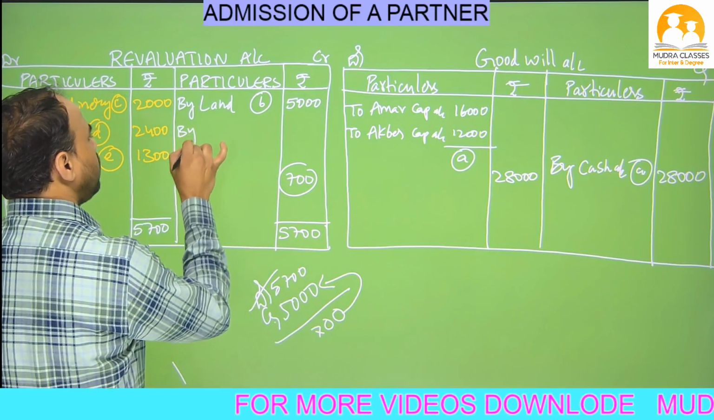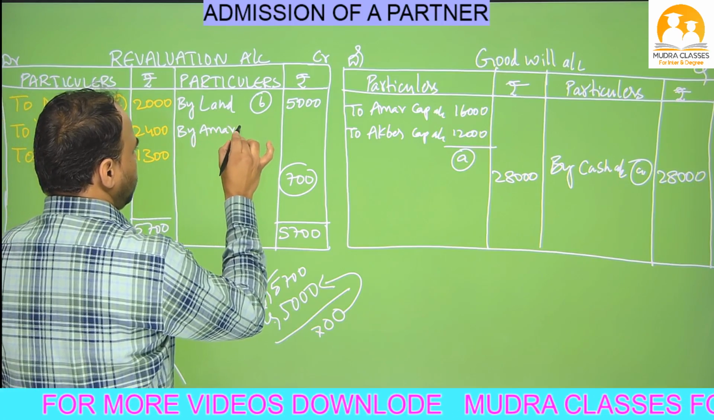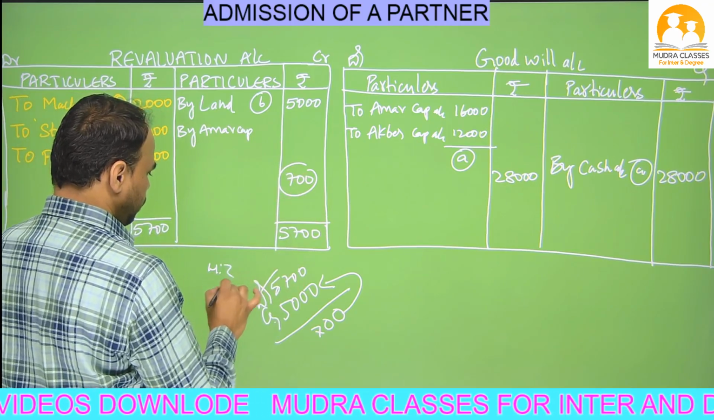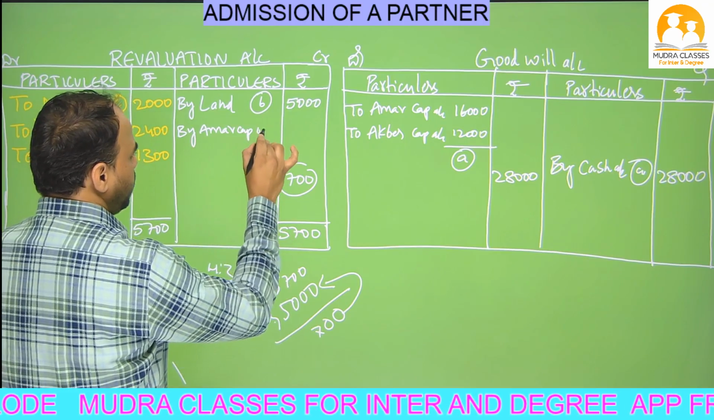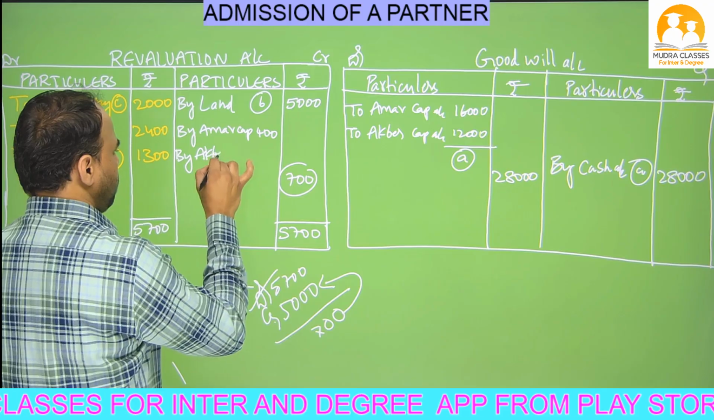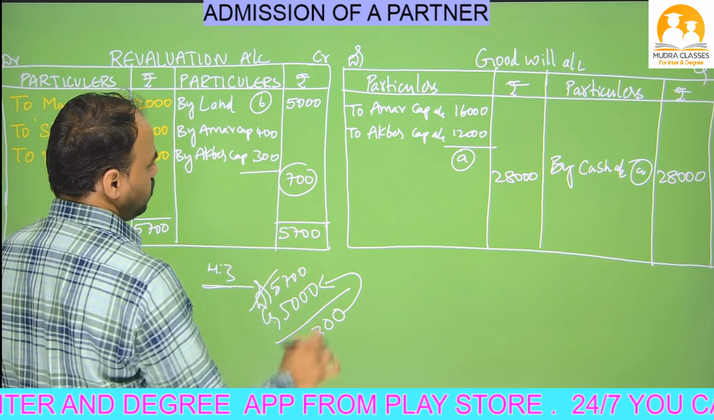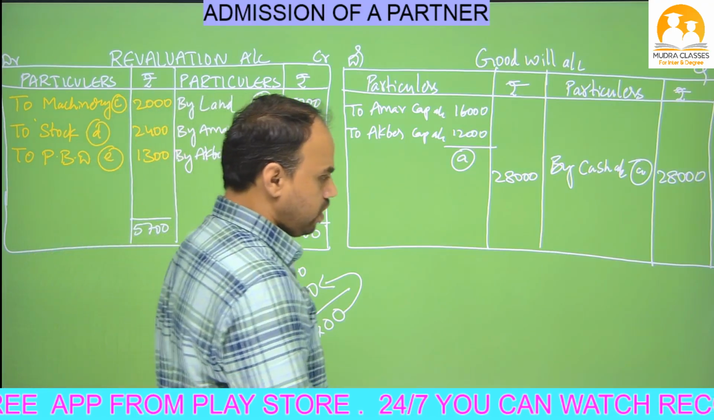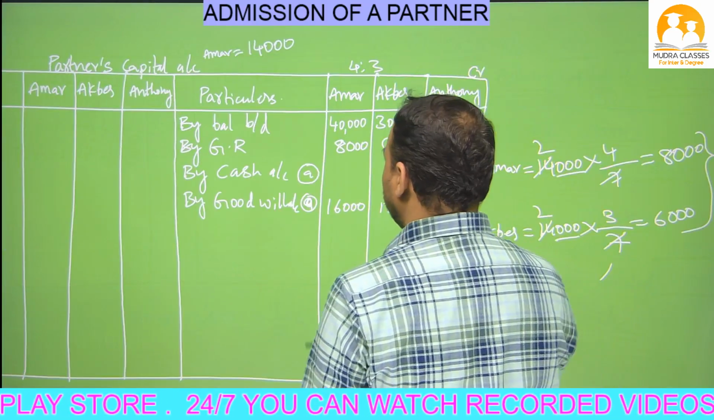That means who are the old partners, Nana? Amar and Akbar. These 700 we have to distribute to Amar and Akbar in 4:3 ratio. That means 700 if you distribute, Amar will get 400 and Akbar will get 300. If you add this 400 300, total 700. So these loss we have to transfer to partners capital account. So this is the partners capital account.